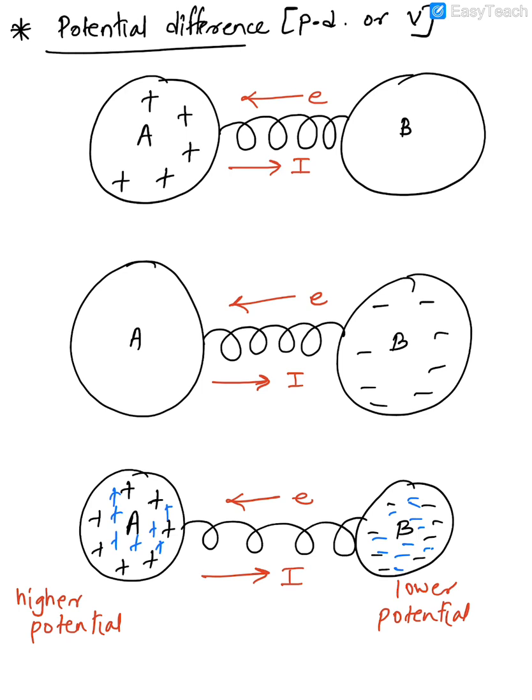So what we basically conclude from here is that the current flowing through this conductor is directly proportional to the potential difference, meaning the difference in the concentrations. So we can say that V is proportional to I. Potential difference is directly proportional to the current. So the more the potential difference, the more current will flow through it.